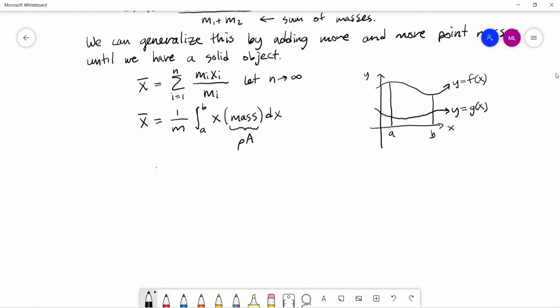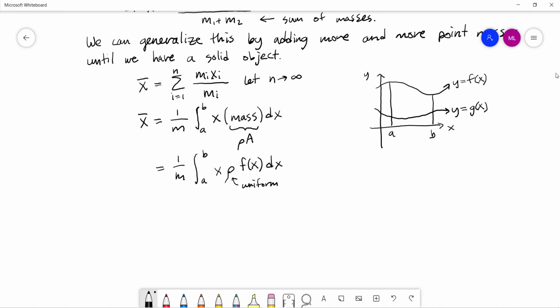So this whole thing becomes 1 over mass times the integral from a to b of x times rho, which we're typically going to assume is a constant. For all the examples we're interested in, we'll assume uniform density, times basically f of x, because we're integrating f of x dx to get the total area here. So this is kind of the idea. This is what this all looks like. This is going to be uniform.